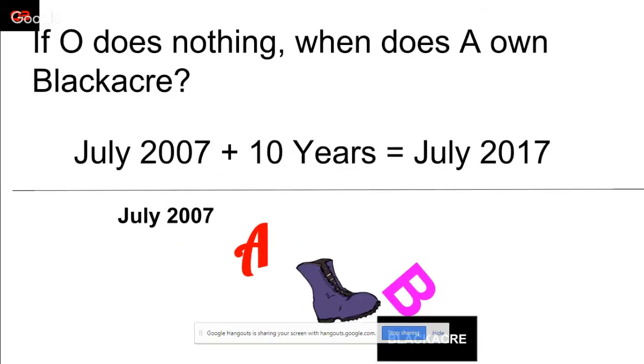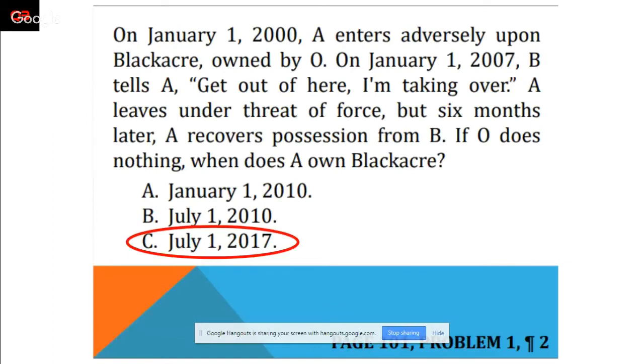So, if O does nothing, when does A own Blackacre? Well, in July 2007, that's when A regained possession. So if he's able to hold possession continuously, uninterrupted, for 10 years, then he'll be able to own the property outright in July 2017. The answer is C.